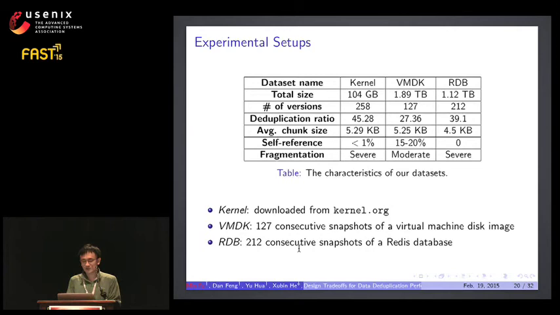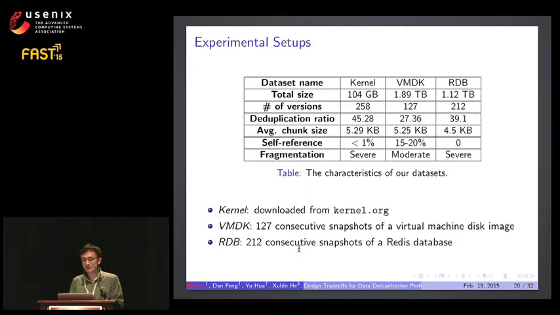And using the DeFrame framework, we can evaluate the parameter space. Existing solutions and potential solutions can be considered as a point in the space. We can evaluate each point in the space to find which one is better and better in what metrics.